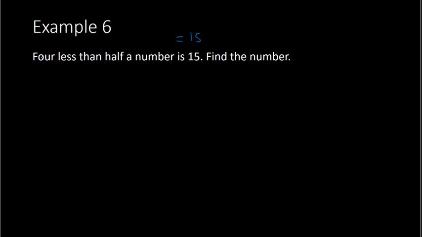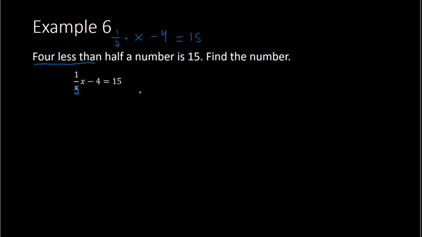So the question is, what do we put over here? So 4 less than half a number. Half a number would be 1/2 times a number, 1/2 times x. And then 4 less than that means you take that and subtract 4. So my equation would be 1/2 times x minus 4 equals 15. And that should be a 2, so 1/2. All right, and then from here we can solve this.